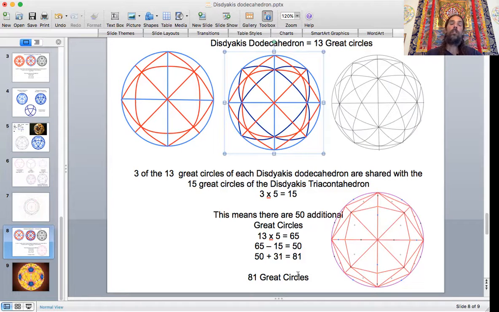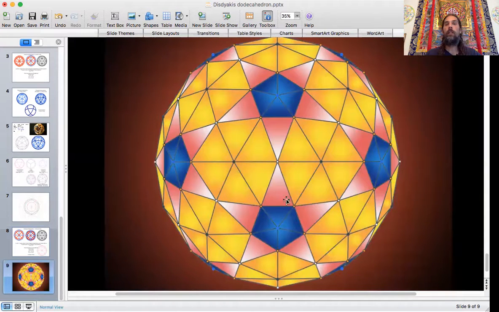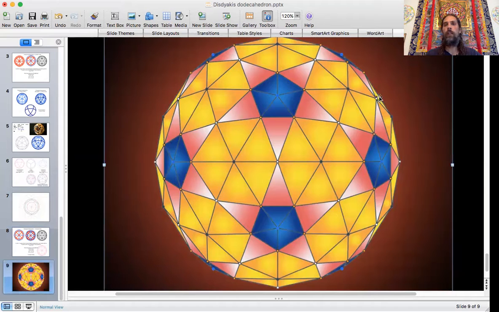But I've included an additional 50 to add our grand total to the 81 great circles, based on all the information that I've applied to this, which includes the dodecahedron and the icosahedron, which are all part of this form here. So all the vertices include all the platonic solids, and this is the final view of this one.